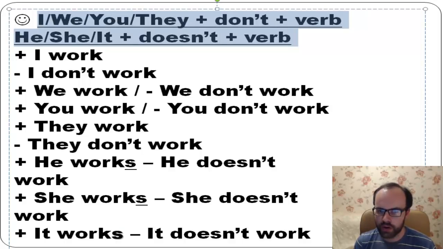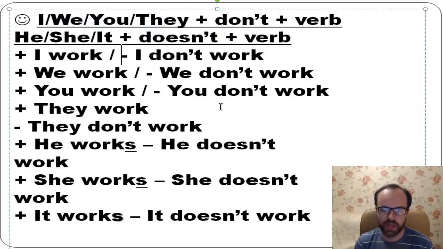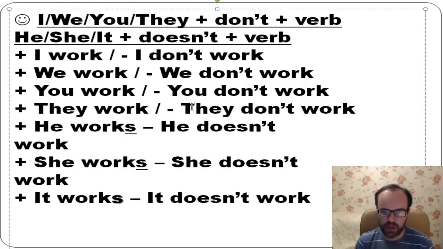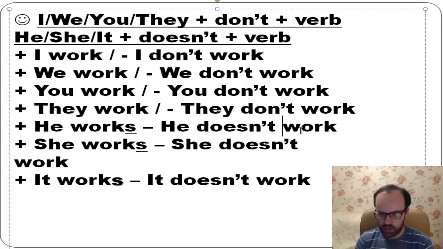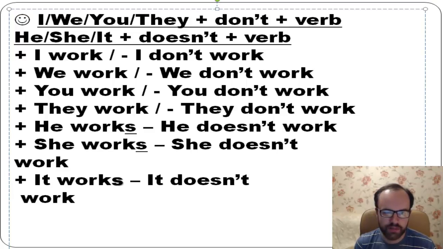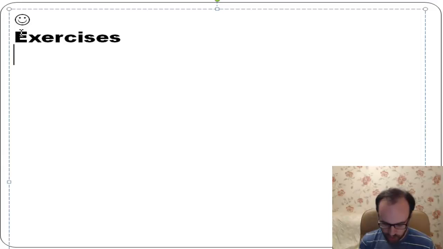Look. I work. I don't work. We work. We don't work. You work. You don't work. They work. They don't work. He works. He doesn't work. She works. She doesn't work. It doesn't work. So it's easy. And I think that you need some exercises.